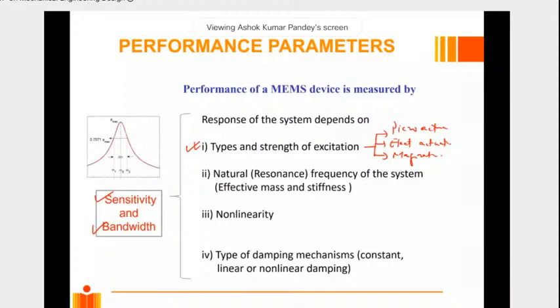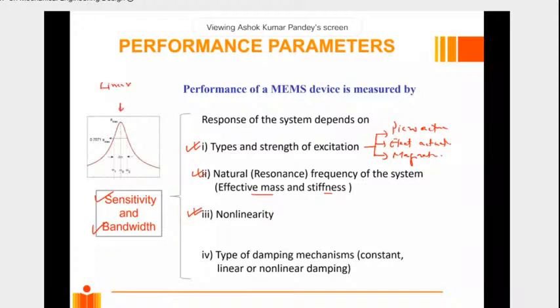That needs to be understood. And then we need to know what are the frequencies at which it will operate. So we need to find out effective mass and stiffness. Third thing that I will be talking about is the non-linearity. Okay, so this is called your linear response. Okay, this is your linear response.